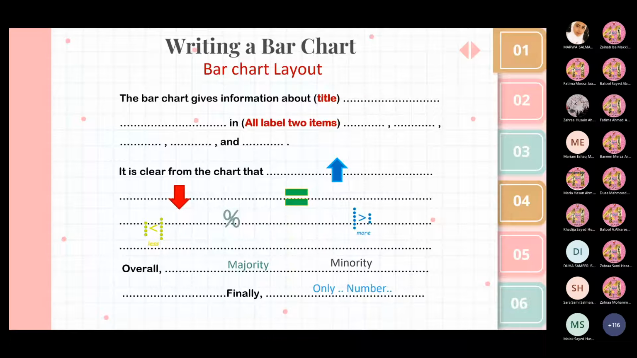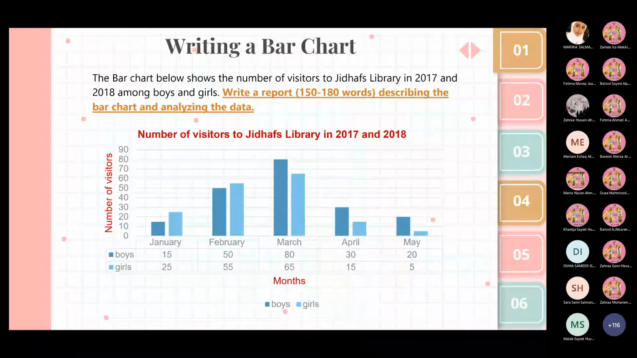perfect writing. Okay, so we discussed it, and now the question is: the bar chart below shows the number of visitors of Jidhaf's library in 2017 and in 2018 among boys and girls. Write a report of 150 to 180 words describing the bar chart and analyzing the data. Keep in mind, girls, that you have to reach the limit of words. If you notice that your writing is short, write extra sentences.